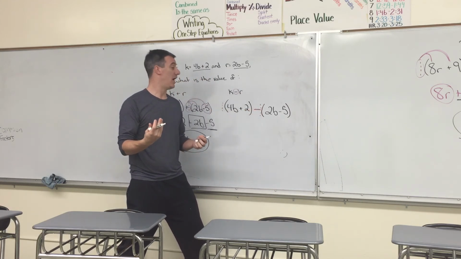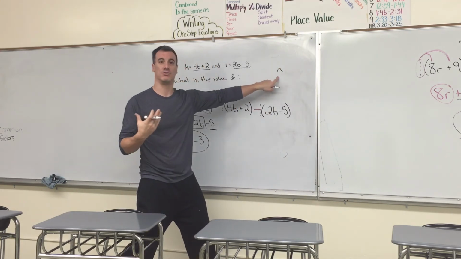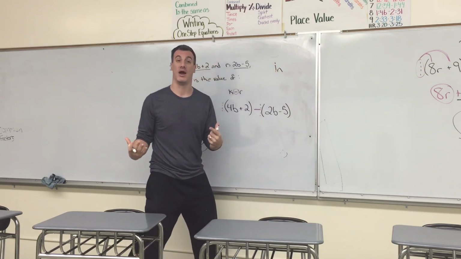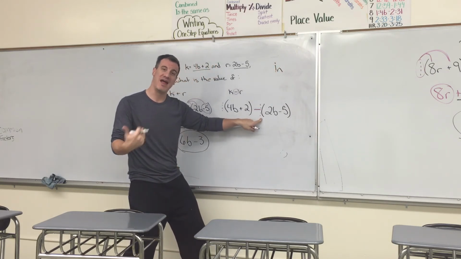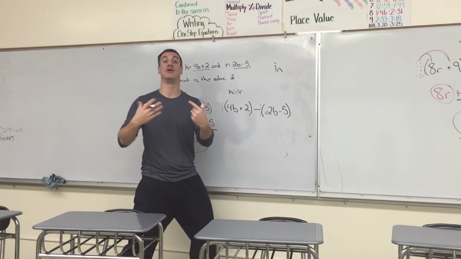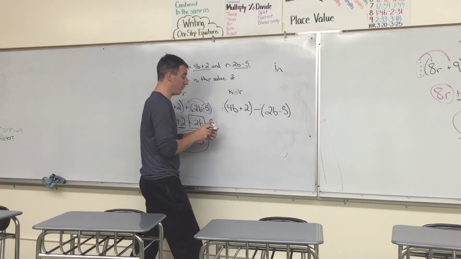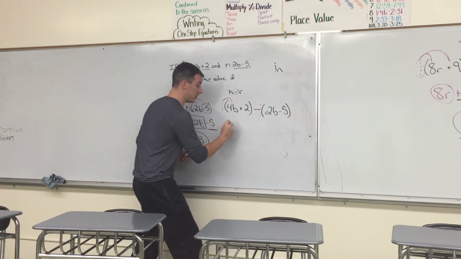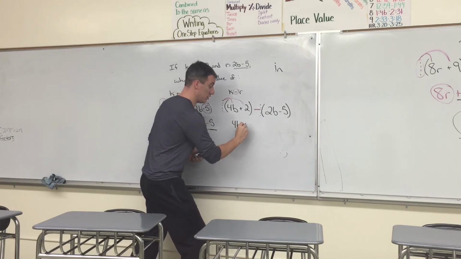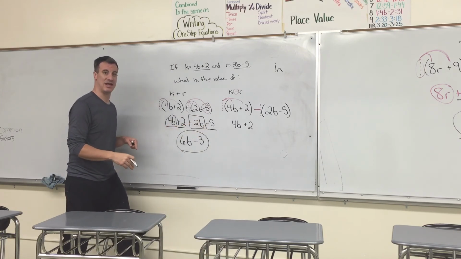This idea of the understood one still applies. It's like when we were identifying our terms. If we had n, we talked about the coefficient on n was this idea of 1. Well, in front of every parenthesis, if there isn't a number, there's that idea that there is a 1 there, that 1 that can be distributed. So we have the 1 times 4b is 4b. 1 times positive 2 is positive 2. Notice they started off exactly the same.